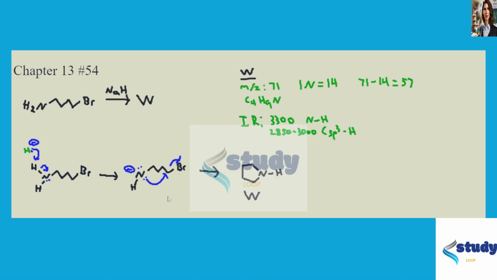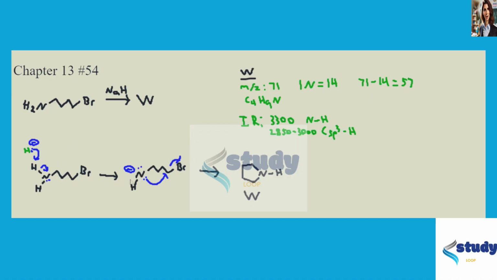And so we're given a mass spec and an IR, and you can really start from either end of this problem. So sodium hydride is really only going to be able to do one thing to this starting molecule that we've been given. And so if you know how sodium hydride will react with that molecule, it's pretty straightforward to predict this structure that I've drawn here for molecule W.